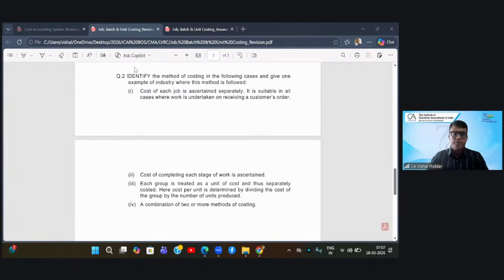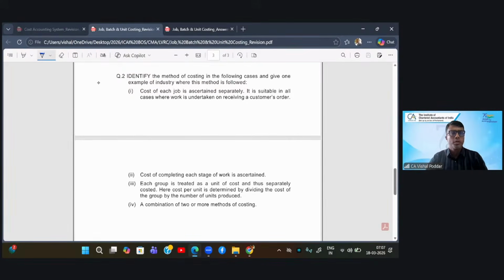So the students' answer is as rightly given by Balamurgan. The first is job costing. For this particular case, the method which is applicable for costing is job costing, because you have to ascertain the cost of each job separately.